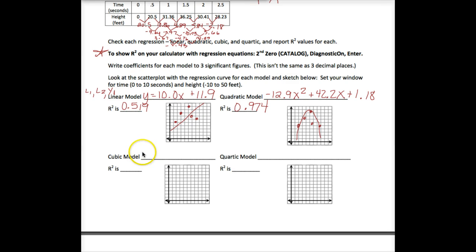So my A is 3.868, so that's 87, that's x cubed. My B value, negative 27.4, x squared. My x coefficient is positive, so plus 55.5x. And then my constant is negative 0.273. So there is my cubic model. My R squared here is 0.992.